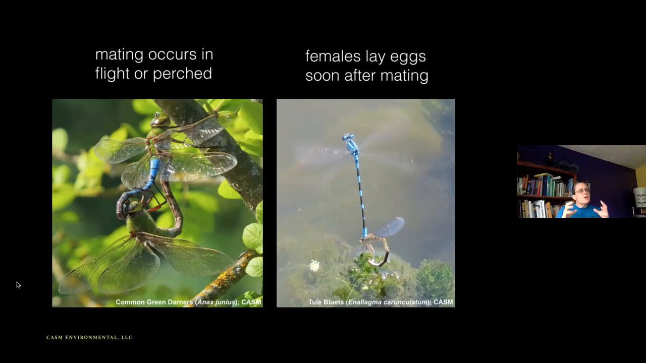Dragonfly and damselfly males are a little bit funny in that they do not keep the organ that they use to transfer sperm to a female, the equivalent of the penis, in the same place as where they make the sperm that they're going to transfer. Sperm is produced in organs at the tip of the abdomen, but that's not where their penis is.